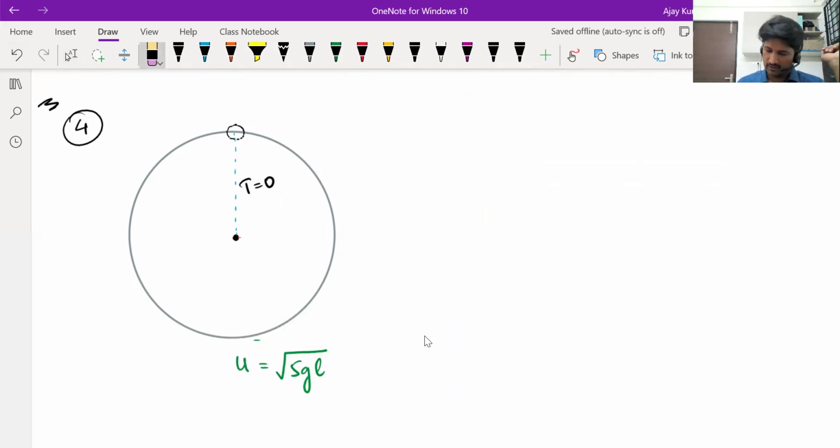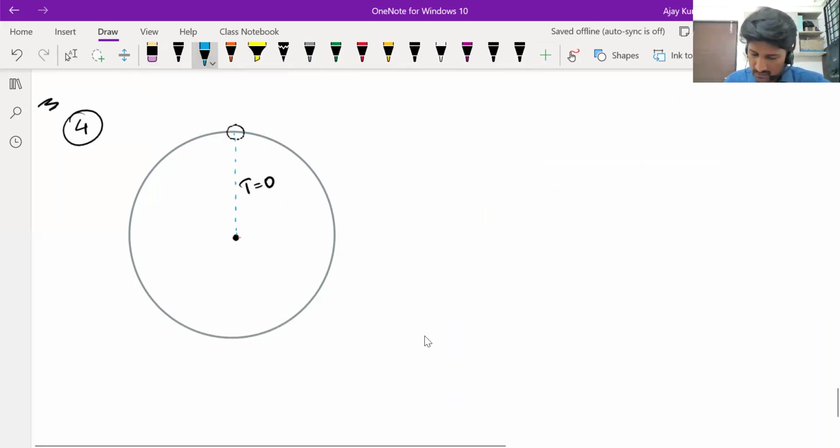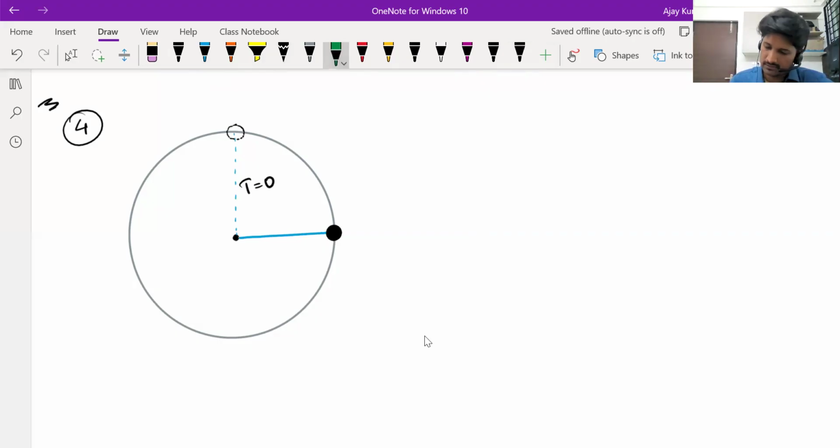Let's say instead of being sent from the bottommost position, the bob is being given a velocity at this position and released. When the string is horizontal, we give the bob some velocity in the upward direction. Then it has a tendency to move along that circle. Now you find out how much initial velocity must be given here such that the bob reaches the top.